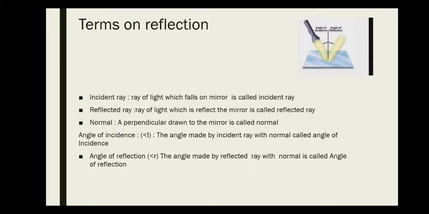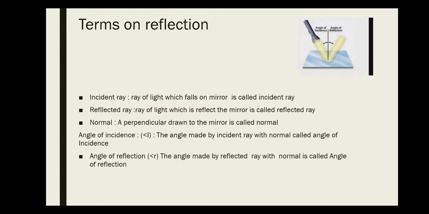The terms related to reflection. First one, incident ray: a ray of light which falls on a mirror is called incident ray. Reflected ray: a ray of light which is reflected from the mirror is called reflected ray. Normal: a perpendicular line drawn to the mirror is called normal.